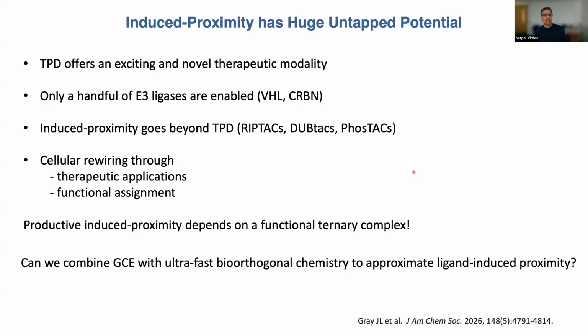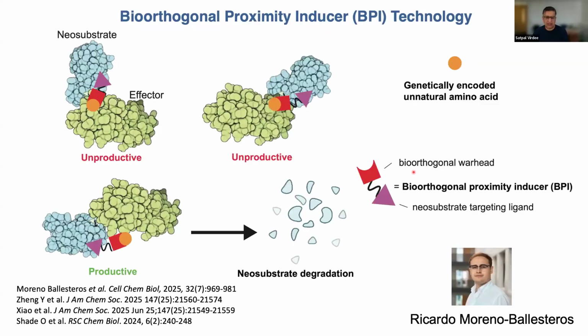So we thought, can we combine genetic code expansion with ultra-fast bioorthogonal chemistry to address this question? This diagram here shows a couple of hypothetical unproductive ternary complexes, and this is a productive one. And you can see it really depends where your molecule hooks onto the protein. That really dictates the ternary complex.